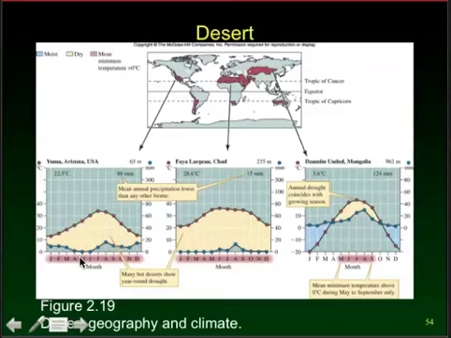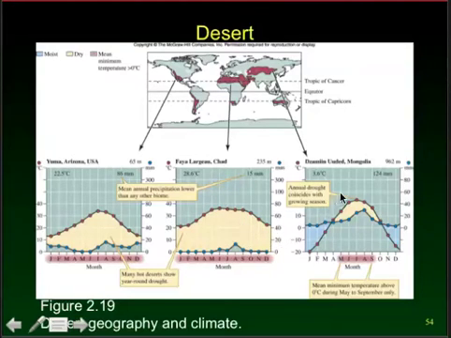In the hot deserts, the temperature is above freezing all year round. You can see that it peaks in the summertime, and it's a little bit lower in the winter, but not too much. 40 degrees up here is close to 100 degrees Fahrenheit, so you're talking pretty warm in the summertime. 20 degrees, you're talking in the 70s in the winter. But again, notice that the temperature line is above the precipitation line all year round.